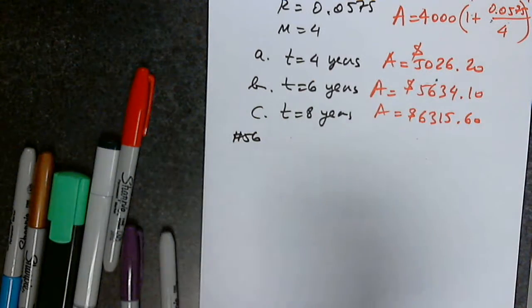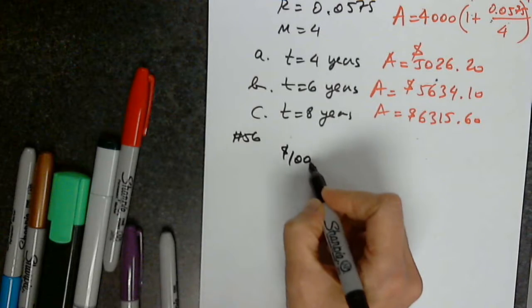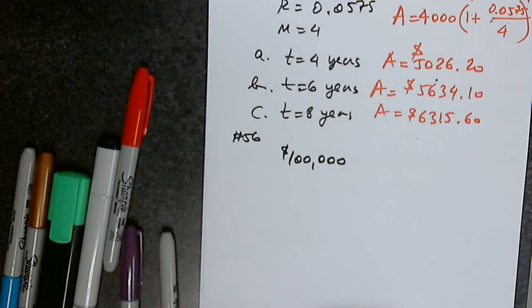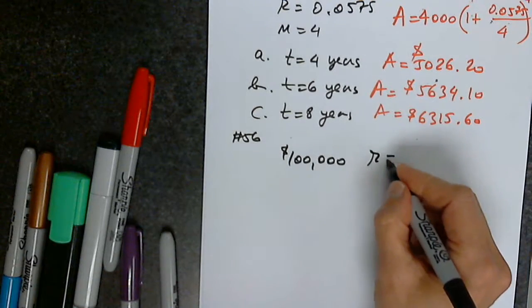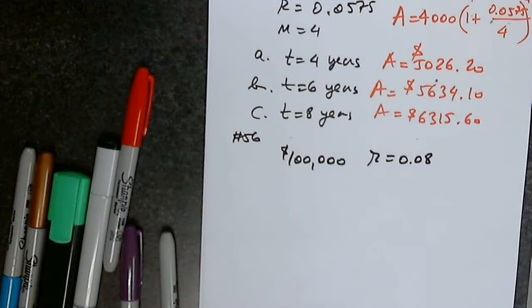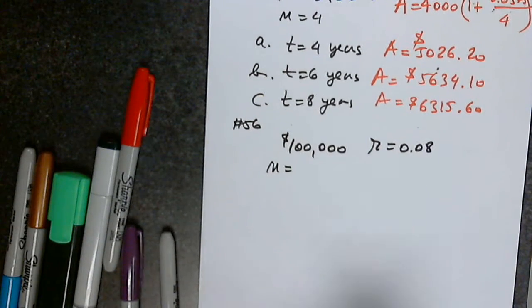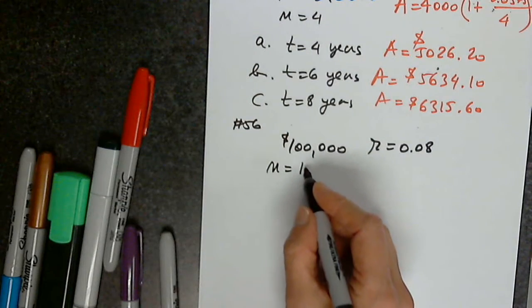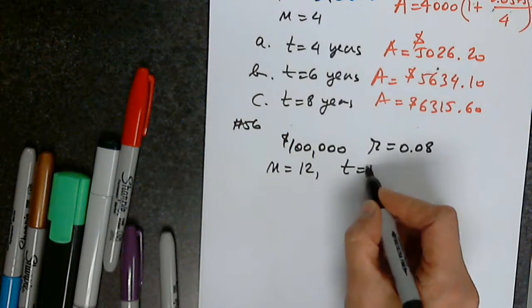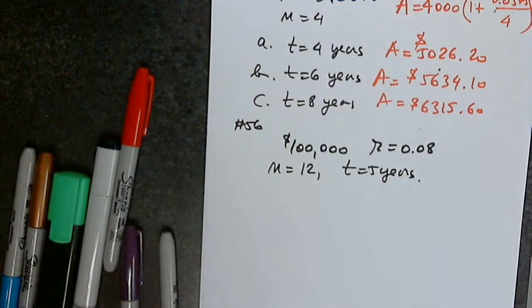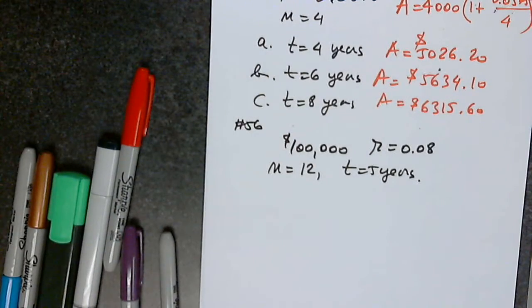Find the present value of $100,000. If interest is paid at the rate of 8%, we cannot use 8%. We have to write it as a decimal number, compounded monthly. How many months are in a year? Okay, and t equals 5 years. So let's talk about this for a moment.